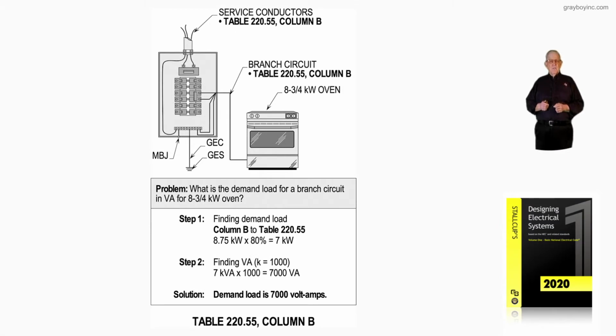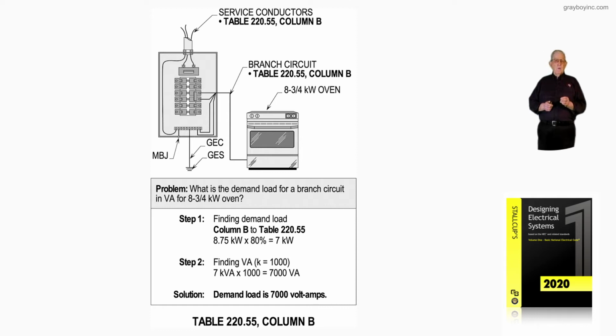Now, this illustration is still dealing with cooking equipment. In accordance with Table 220.55, column B now, because of the size of that range. So that range, say, is 8 to 8 3/4 kW type oven or less. And then notice that the table that we would use to size that branch circuit is Table 220.55, column B.